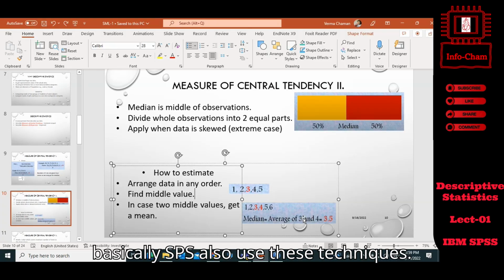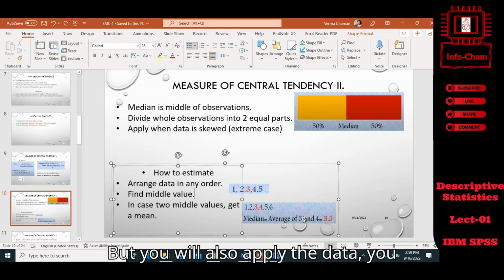SPSS also uses these techniques. When you apply the test, you will see the result directly in your editor. So it is also a measure of central tendency.